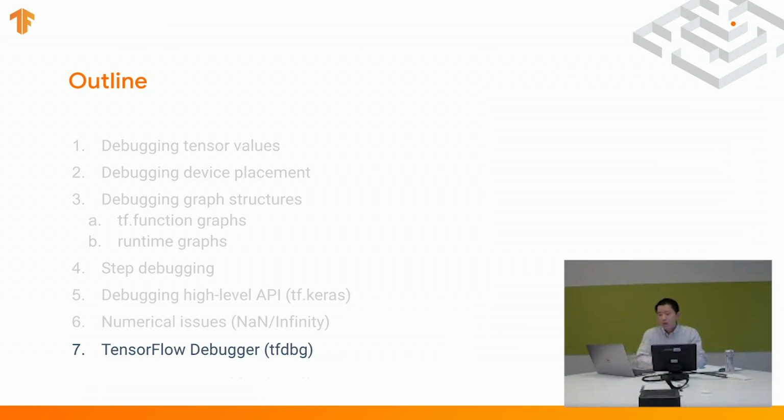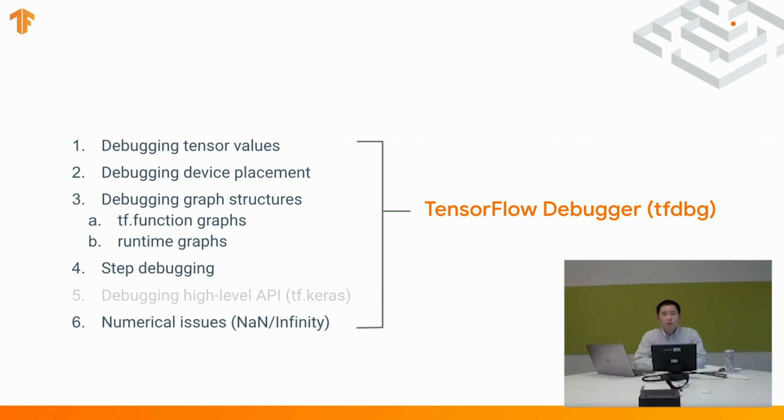Okay, so TensorFlow Debugger can be thought of as basically a combined tool that will help you achieve almost all the debugging tasks that we have mentioned in earlier parts of the presentation, including looking at tensor values, the placement of ops on devices, graph structures, also step debugging, and numerical issues like NaNs and infinities. So far, we haven't put a lot of thought into high-level API support like Keras, but it's on our radar.